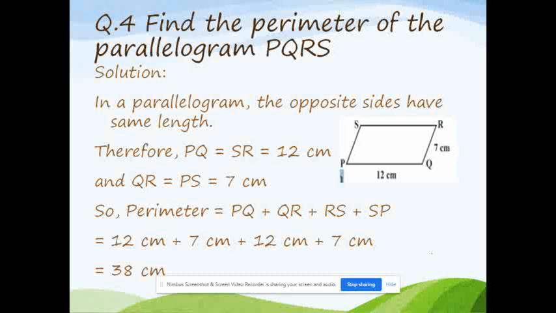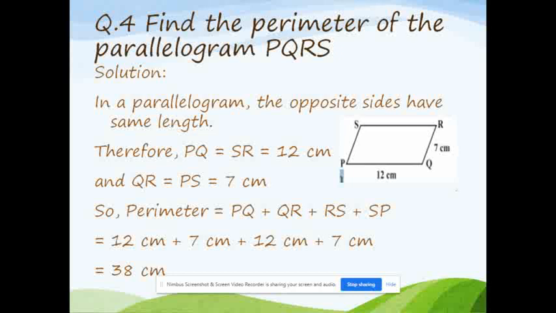This is our next question. Find the perimeter of the parallelogram PQRS. You know what is meant by perimeter? Perimeter is the sum of the lengths of all the boundaries of the shape. Area is different from perimeter.